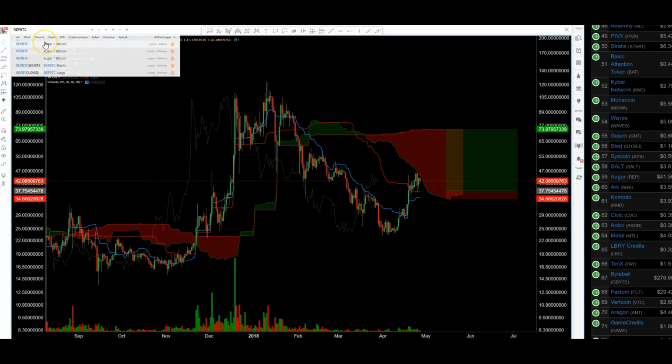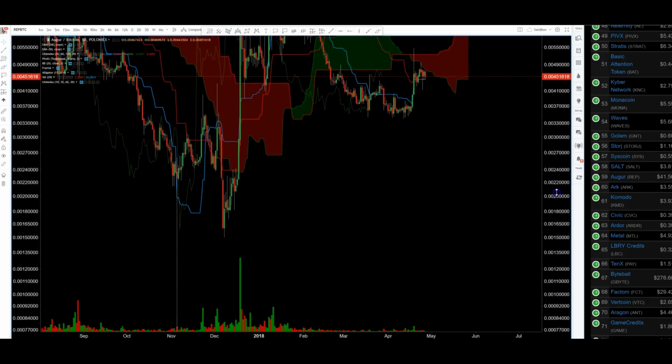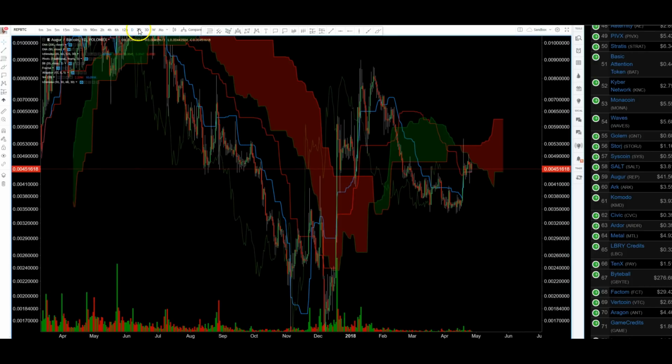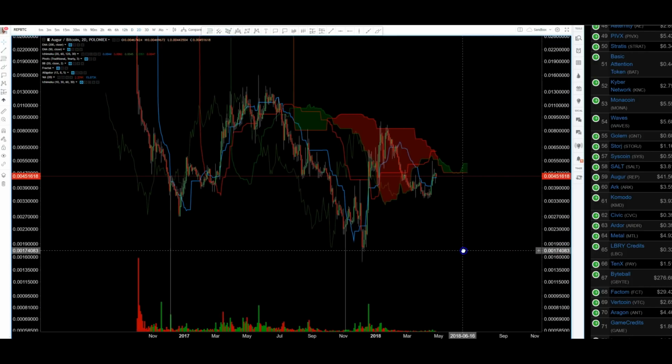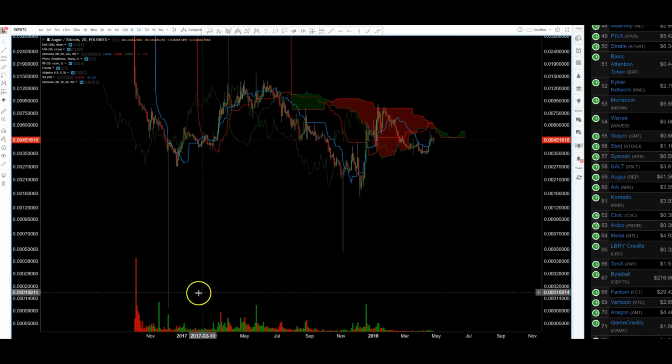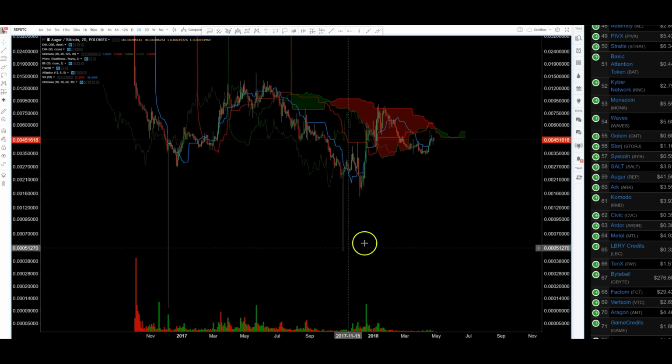Looks pretty decent on the USDT pair. Let's check out Polo. Again, nothing compelling. Really messy. Really nasty wicks. Like, what is this?